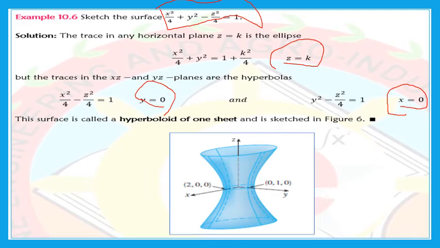So, ma-remember niyo yung sa table of graphs of quadric surfaces, pag isa lang sa kanila yung negative, tapos yung mga traces nila is a combination of hyperbola and ellipse, ang tawag doon is hyperboloid of one sheet. So, the surface is called a hyperboloid of one sheet. Okay, so ito yung hyperboloid of one sheet. Ang symmetry niya is parallel to z-axis kasi siya man yung negative.